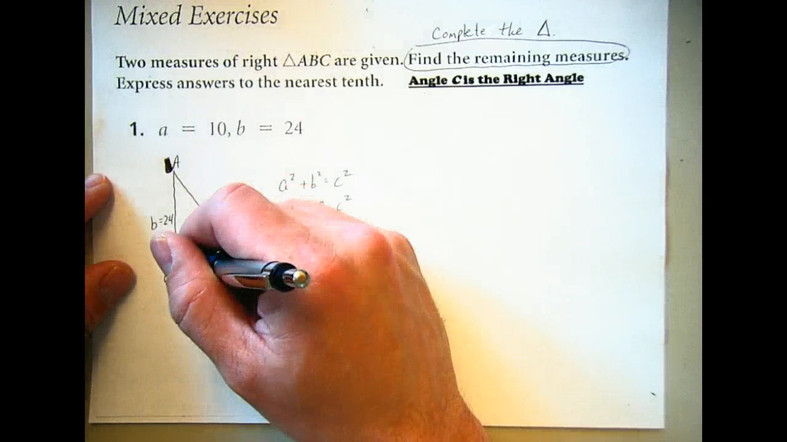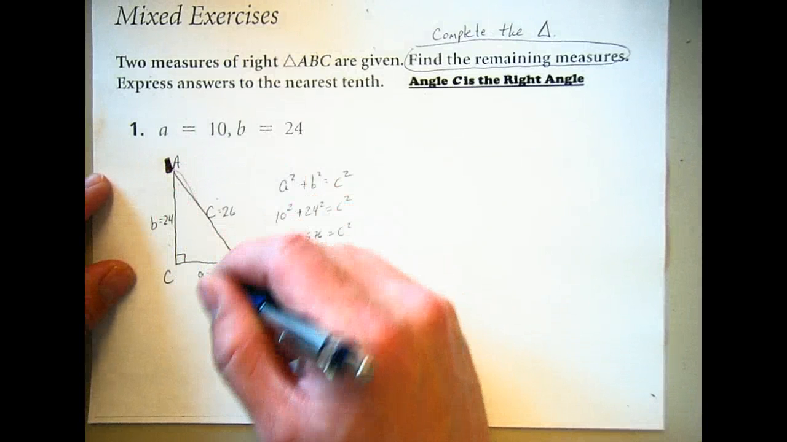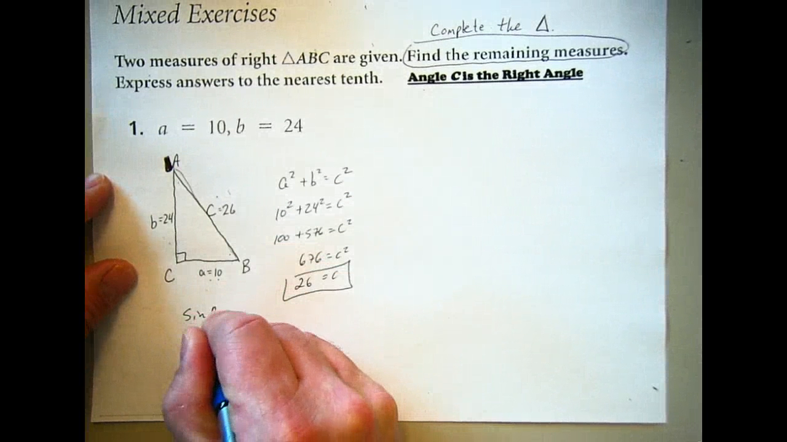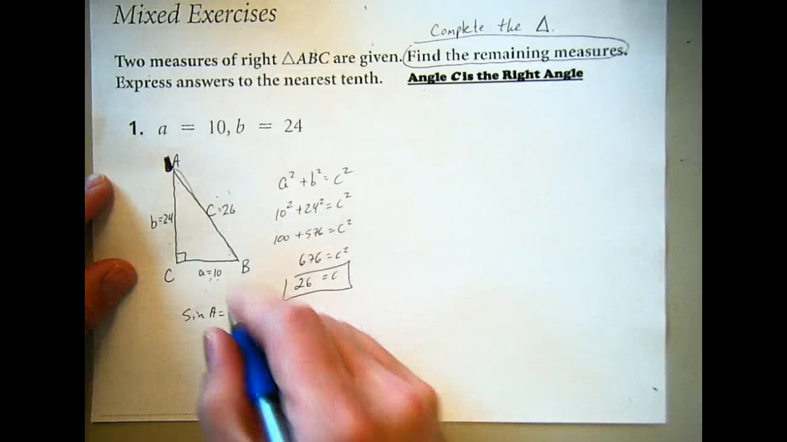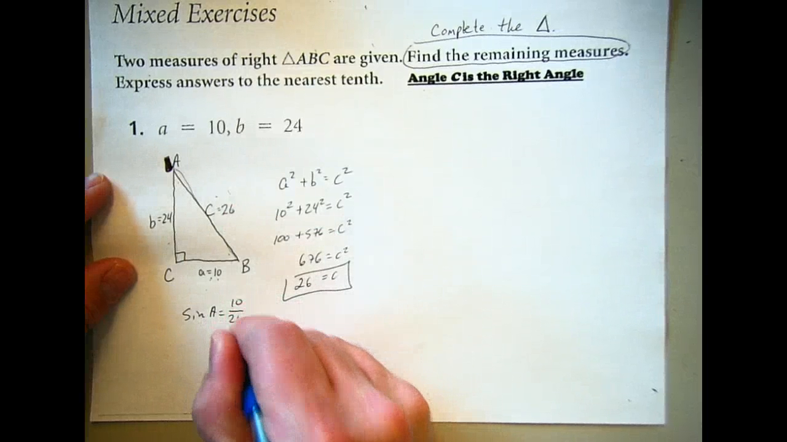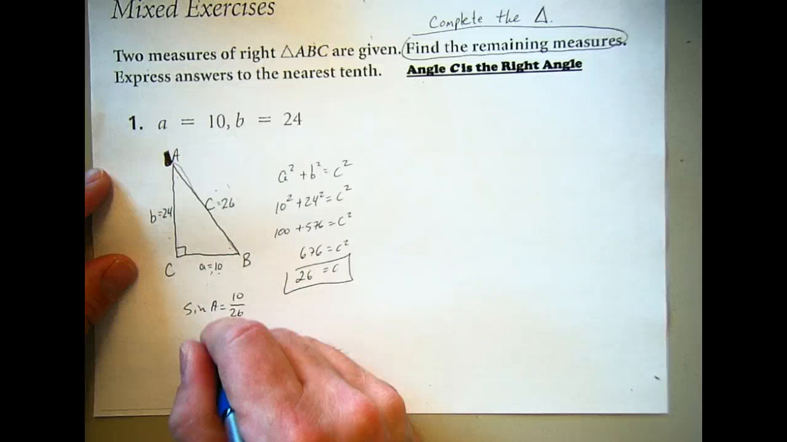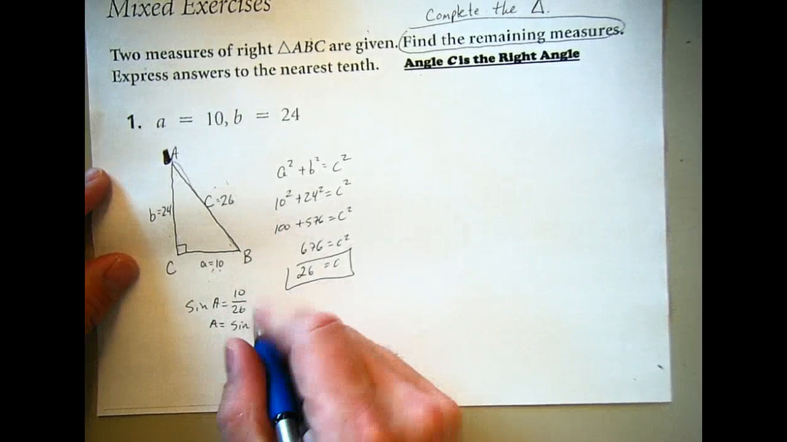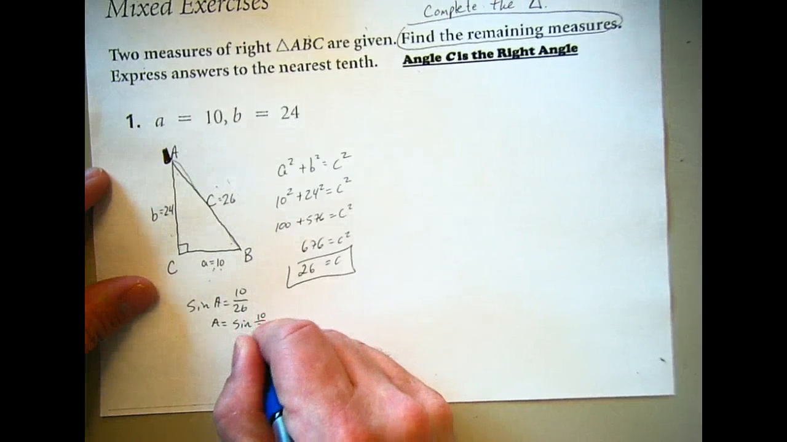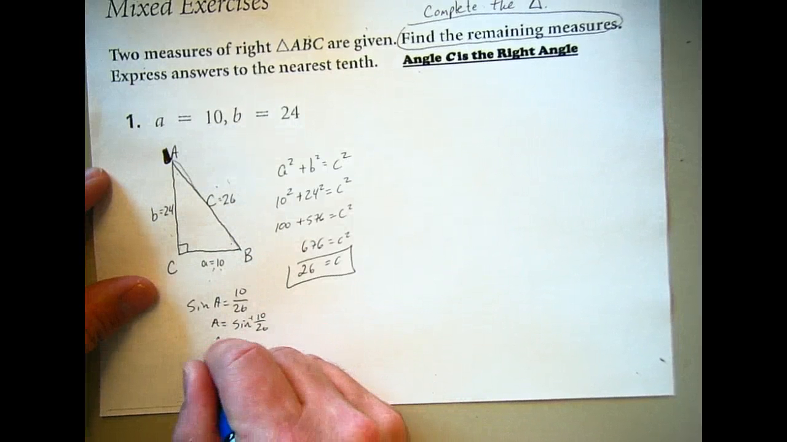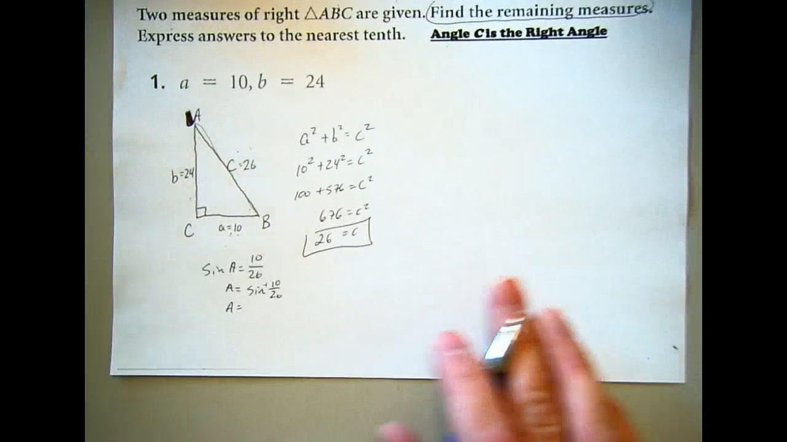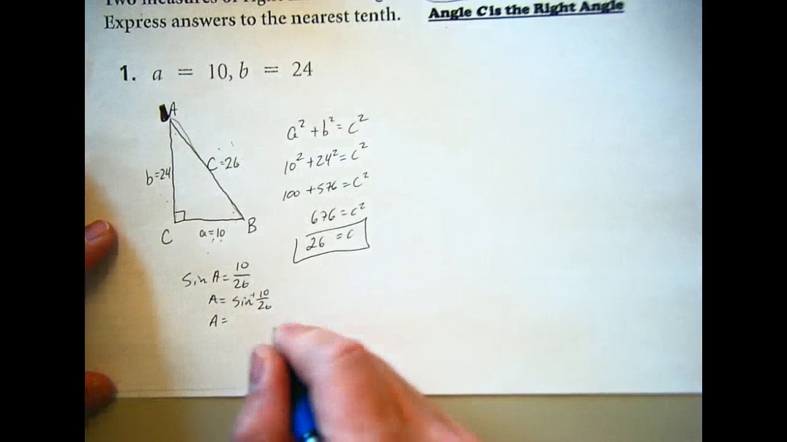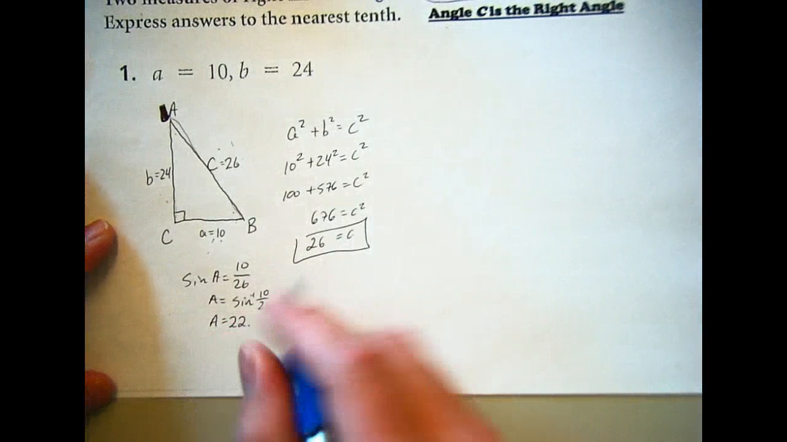But in this case, if we want to find A, maybe we use sine, opposite over hypotenuse. We know the sine of A is equal to the opposite over the hypotenuse, or 10 over 26. Do the inverse sine. We could reduce if you want. That's 5/13. It's not going to help us much to reduce it. But what do we get there? 22.62. We want to go to the nearest tenth, so 22.6.